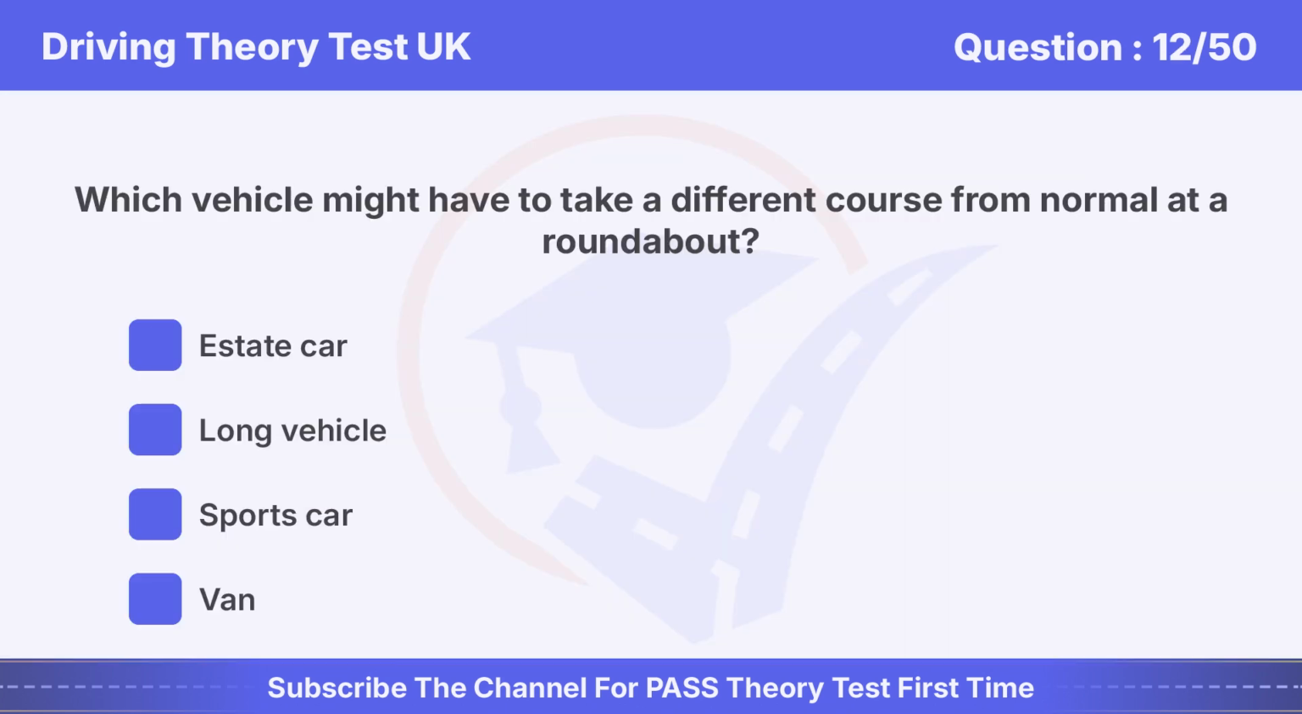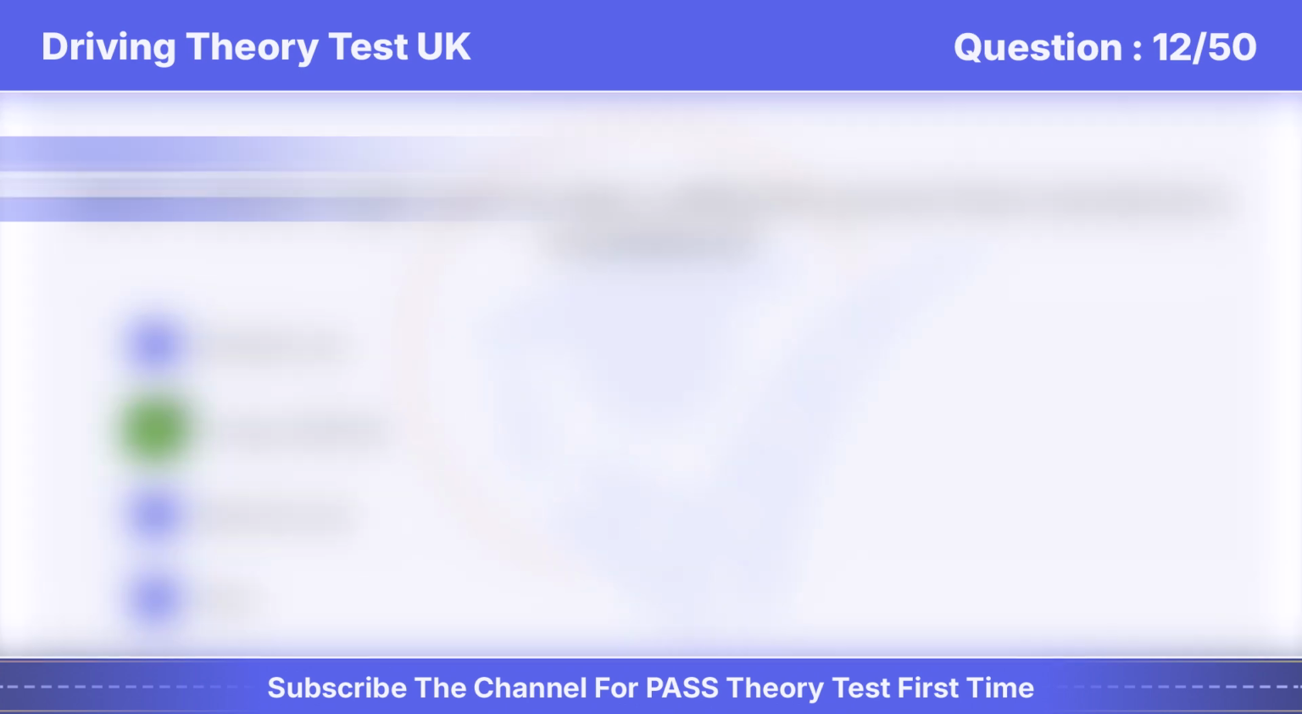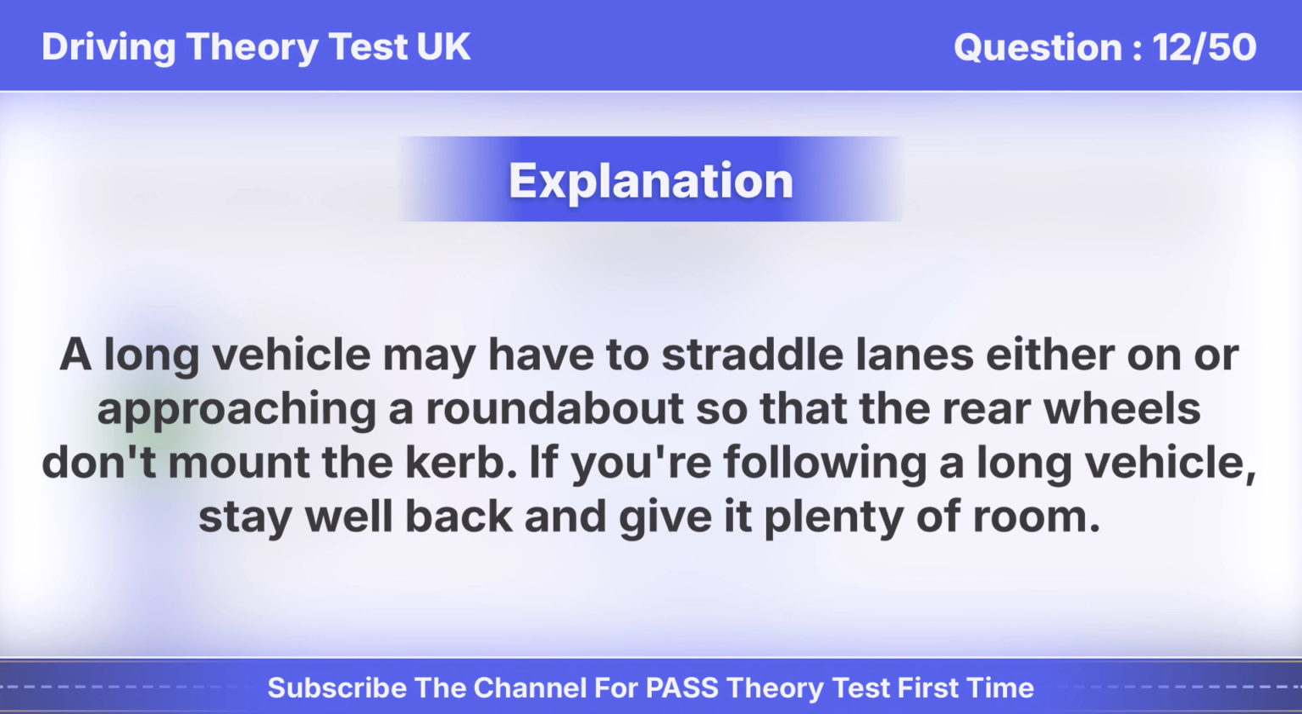Question 12. Which vehicle might have to take a different course from normal at a roundabout? Answer is B. Long vehicle. A long vehicle may have to straddle lanes either on or approaching a roundabout so that the rear wheels don't mount the curb. If you're following a long vehicle, stay well back and give it plenty of room.